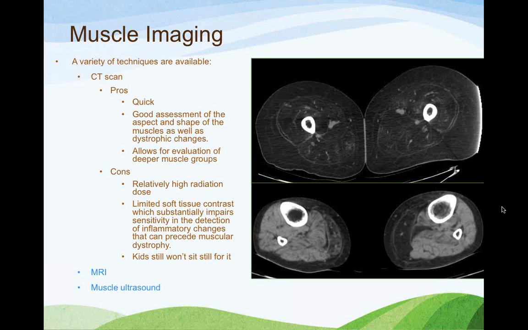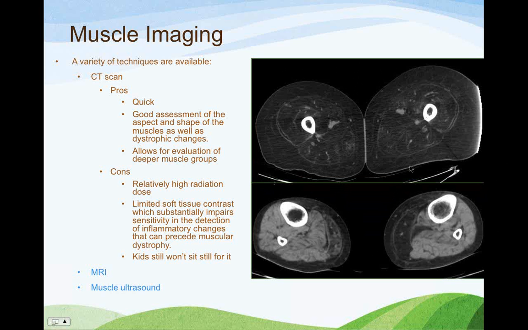So we have CT scans that are available, and over to the right, these are some images acquired from that. The pros of a CT scan is that it's a quick assessment. It's usually about 10 to 15 minutes of acquisition time to get these pictures, and you can get a good assessment of the shape of the muscles and whether or not there are dystrophic changes in the muscles, and it allows for evaluation of deeper groups of muscles.